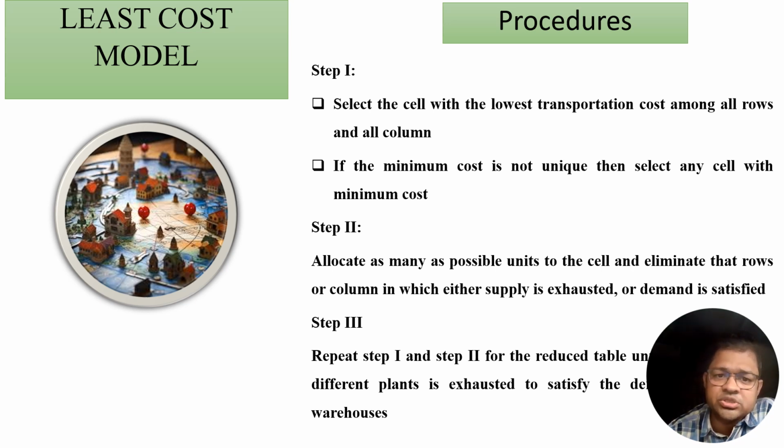The basic procedures are highlighted in step 1, step 2 and step 3. In the northwest corner model, you have to allocate the raw materials to the northwest cell of the matrix. But here in the least cost transportation model, you have to allocate the resources to the cell which has the minimum per unit cost. That is highlighted in step 1. If there is a tie, then allocate the resources as per your wish.